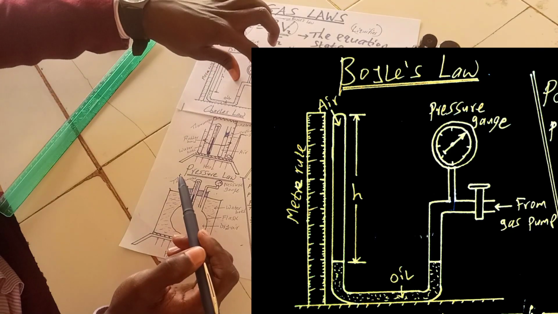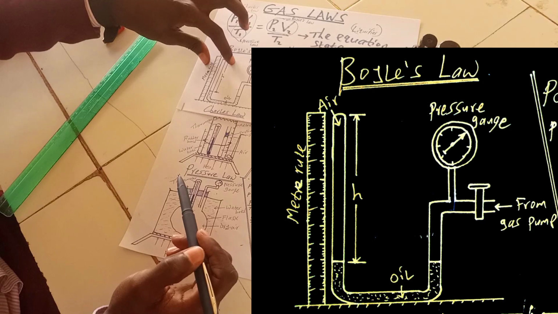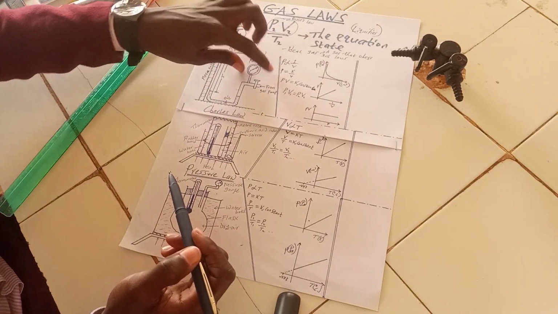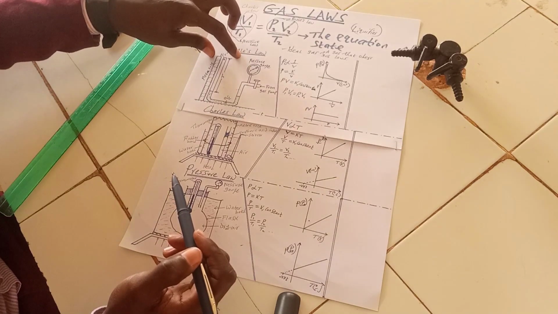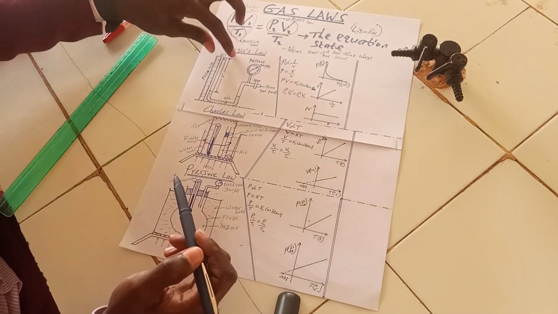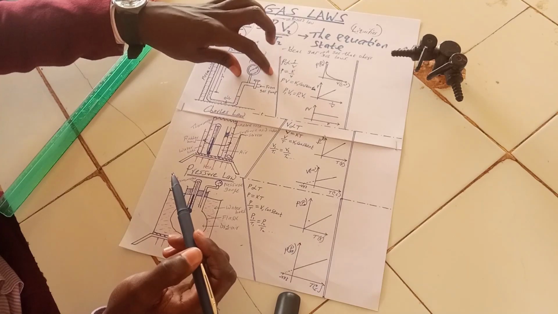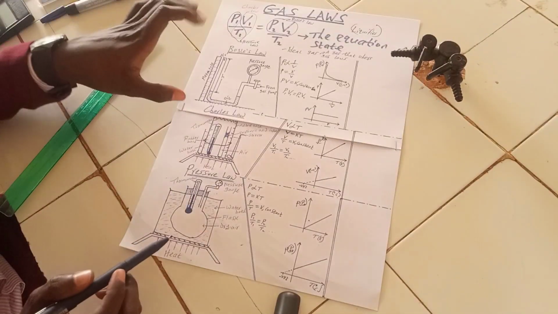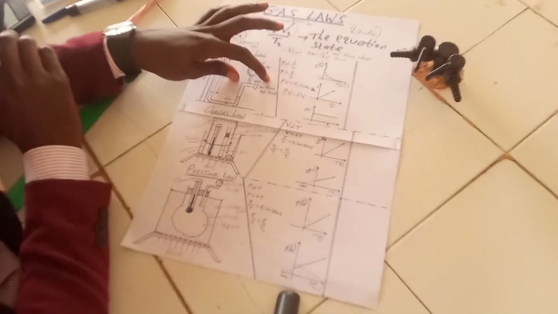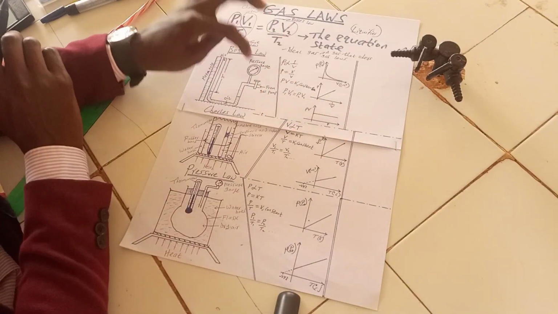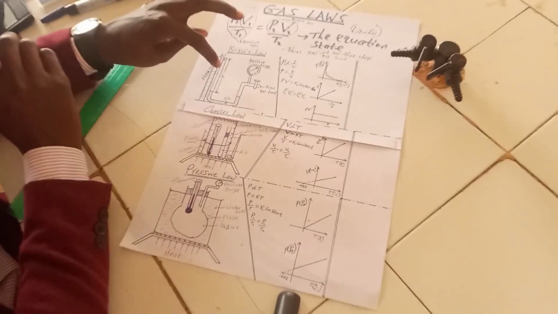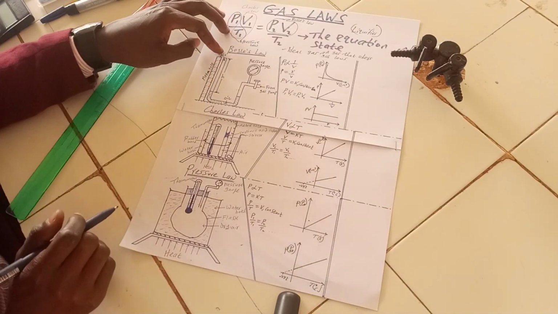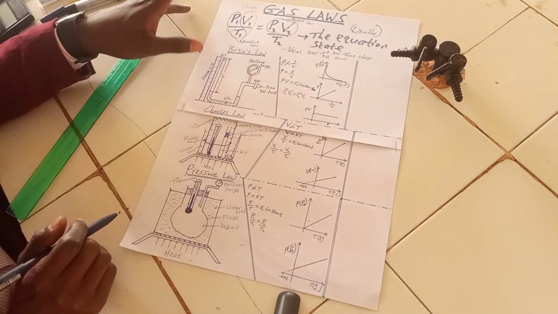Remember, pressure of this side must be equal to the pressure of this side for the liquid not to move, because if the liquid is moving towards the pressure gauge, then pressure of the trapped air is more. But if the liquid is rising towards the trapped air, pressure on the pressure gauge is higher than this side. So that means essentially the pressure of this side, which is the pressure from the gas pump, which you are reading on the pressure gauge, is equal to the pressure of the trapped air here. And that simply means we are relating the two.